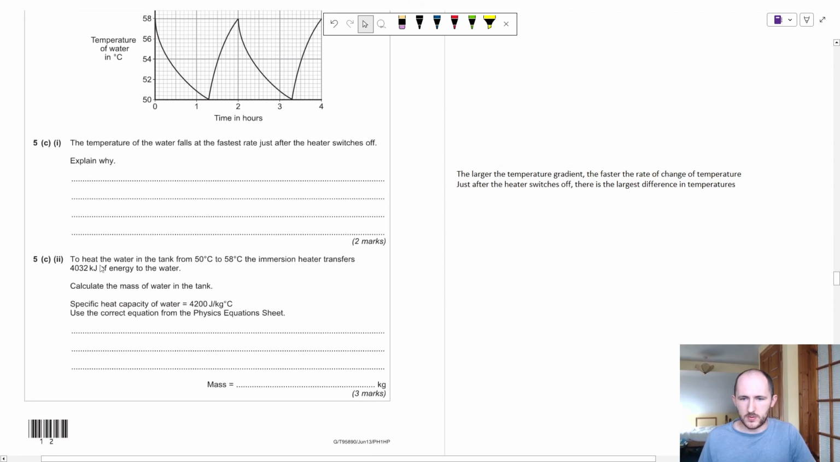To heat the water in the tank from 50 to 58 degrees transfers 4,000 kilojoules of energy to the water. Calculate the mass of the water in the tank. I don't even need this because I know this equation because it comes up in A level. It's E is equal to mc. I believe you guys use delta T, but in A level physics we use delta theta, but it's the same thing. So we want the mass, right?